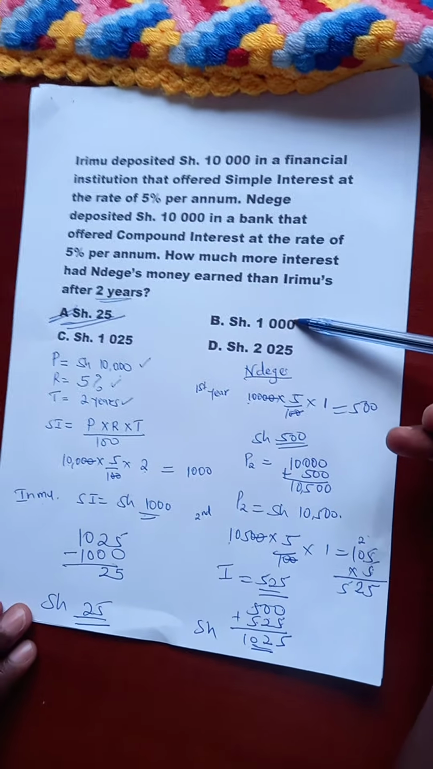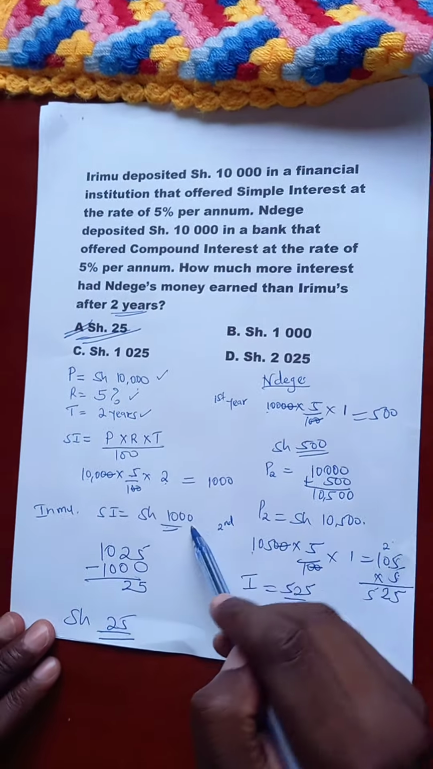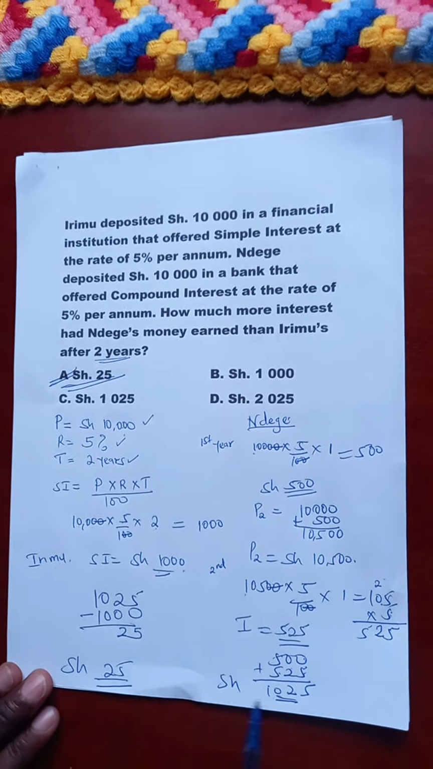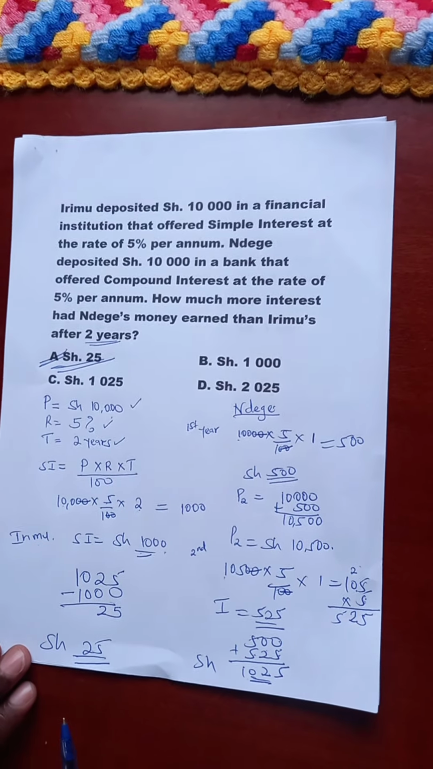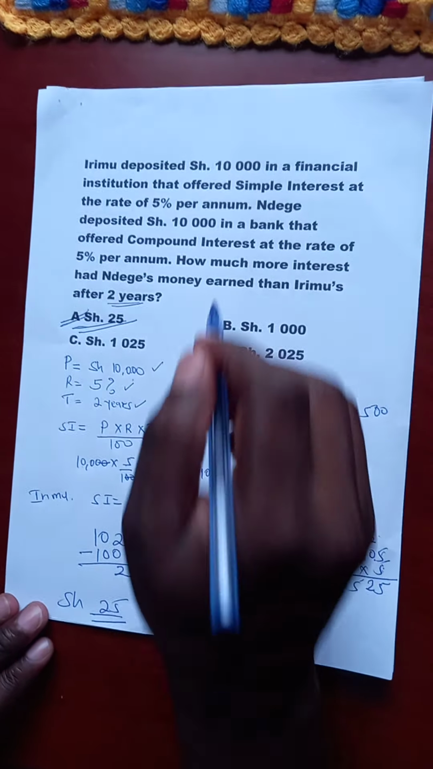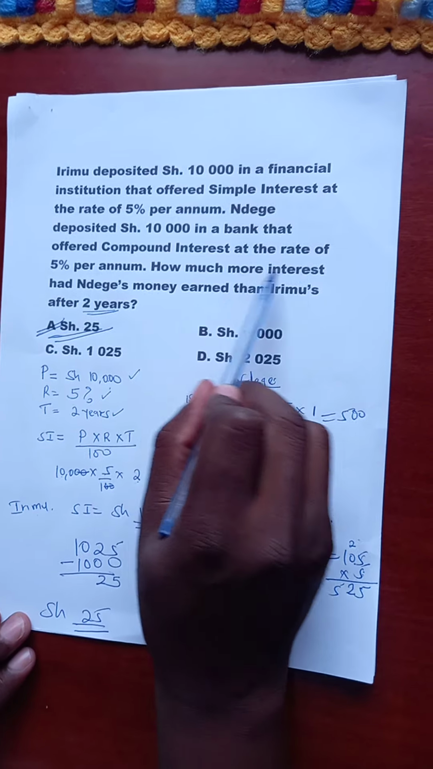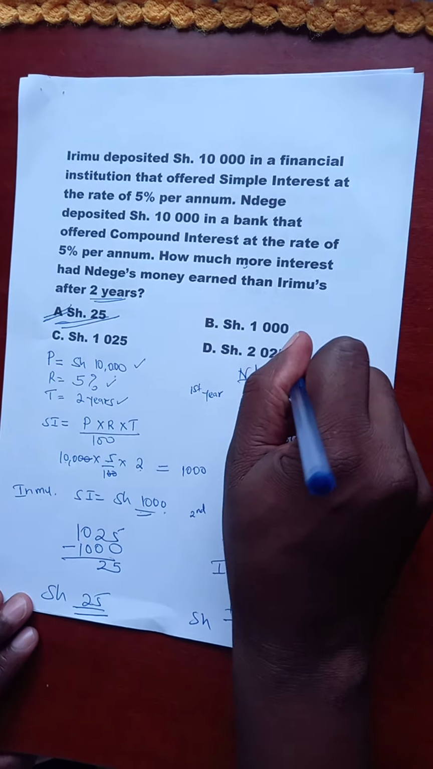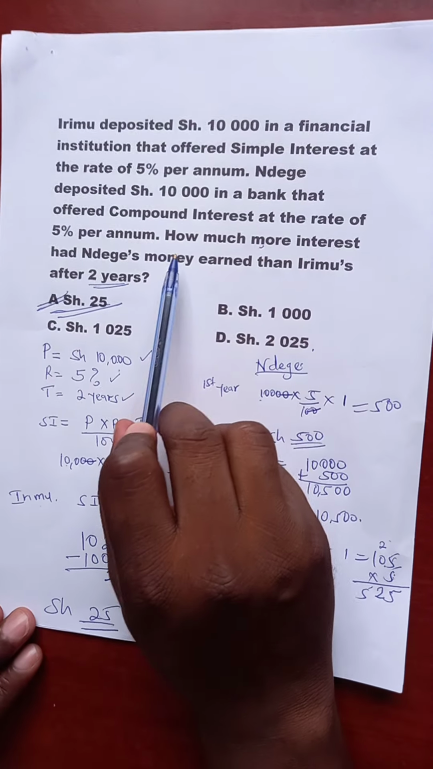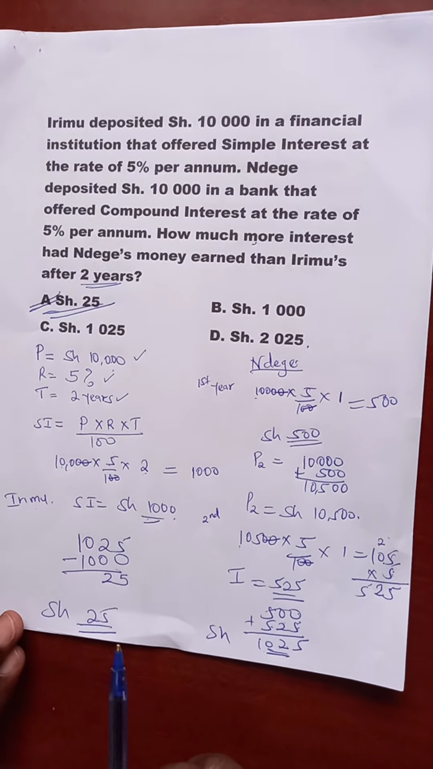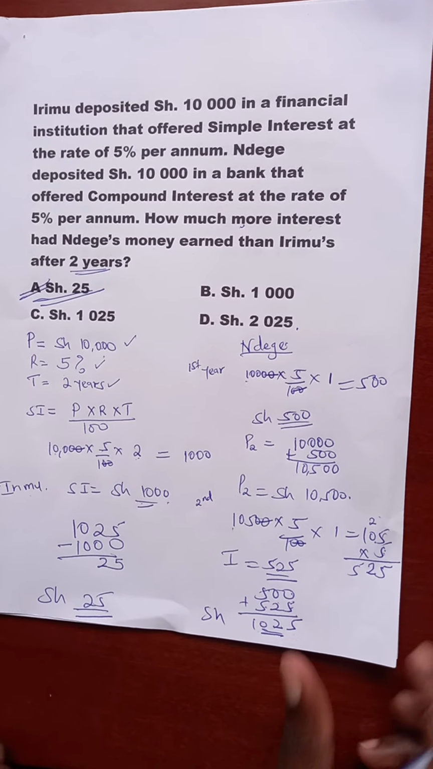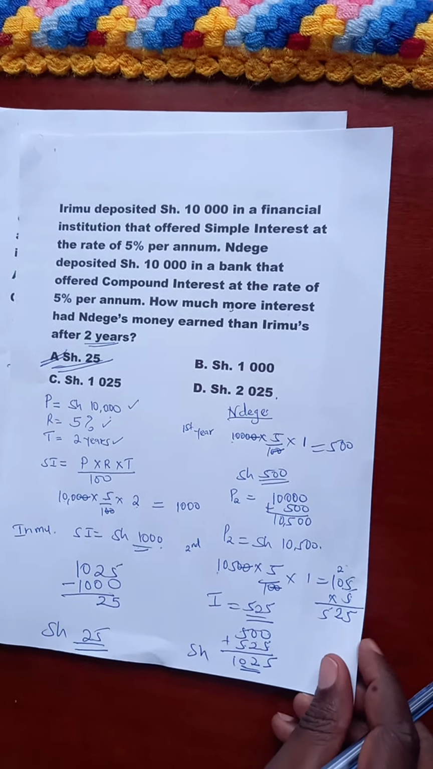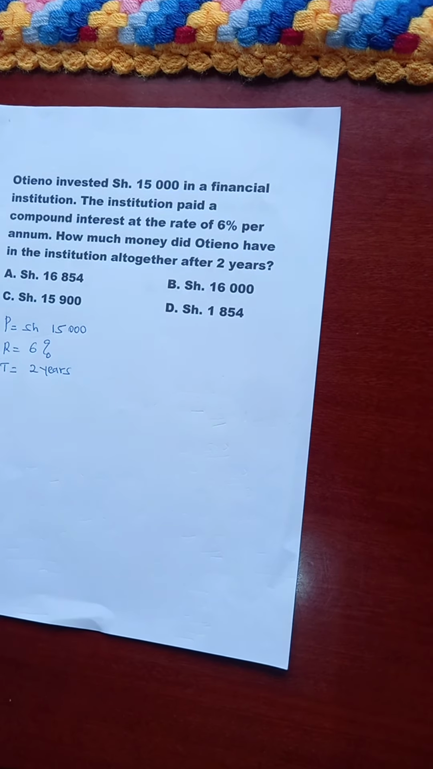Learners, multiple B represented the interest of Ilimo. Multiple C represented the interest of Dege for the compound interest. Learners, if you are confused by asking how much more, and you get the word more and think you are adding, you end up getting your answer as D, which is wrong. The moment you ask how much more interest, then you subtract. Learners, that is a question whereby we are comparing simple interest and compound interest.